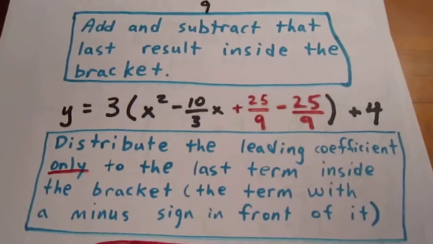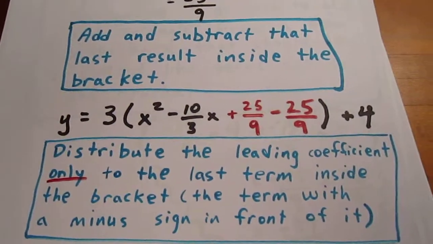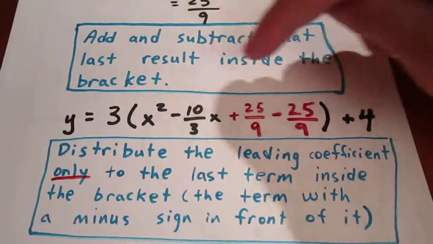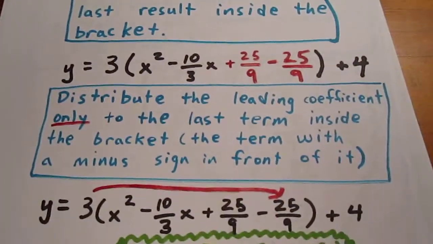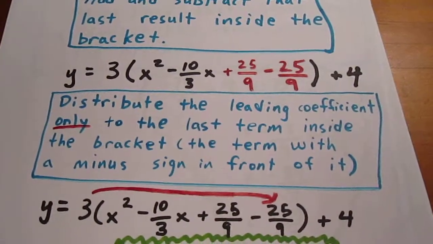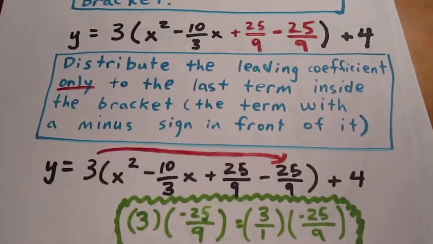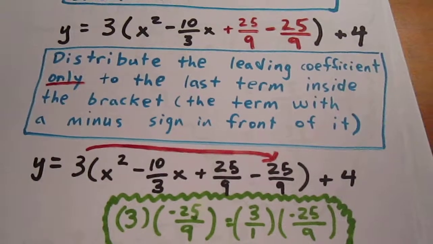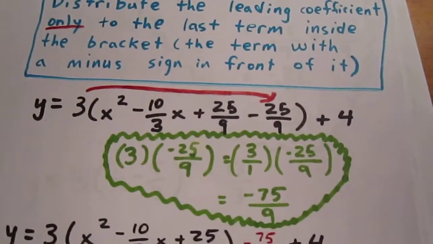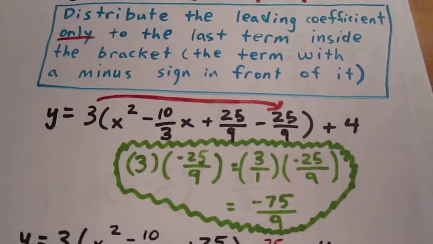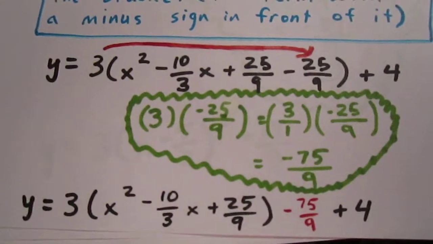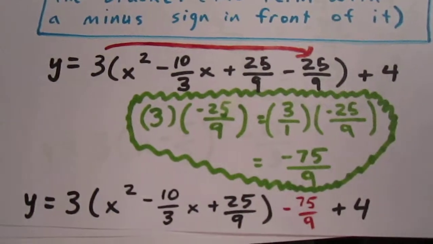We're going to distribute the leading coefficient only to the last term inside the bracket. So the 3 will multiply only the negative 25 over 9. What we now have to be able to do is multiply fractions. 3 times negative 25 over 9 is 3 over 1 times negative 25 over 9, which is negative 75 over 9. So distributing that 3 to the last term basically kicked a negative 75 over 9 out of the bracket.